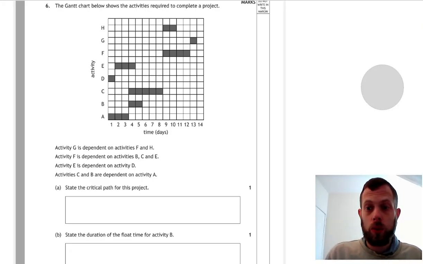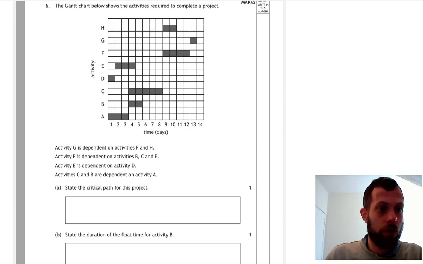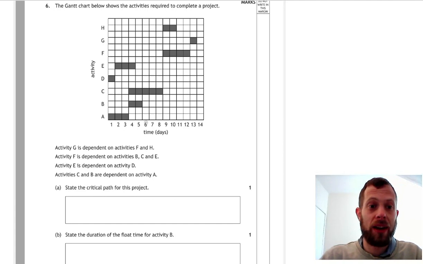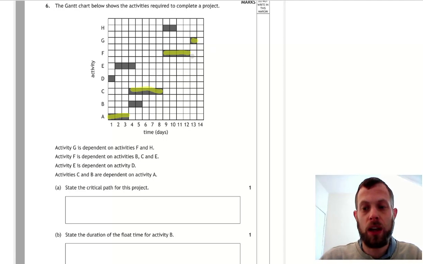So now we are going on to question 6 with the Gantt chart, and we are asked to find the critical path for the project. The critical path will be a path from the beginning to the end with no gaps. So I start at the beginning and I look at task A, which is quite a long task. Then it's followed by task C, and then that's followed by task F, and that's followed by task G. So I think that might be my critical path.